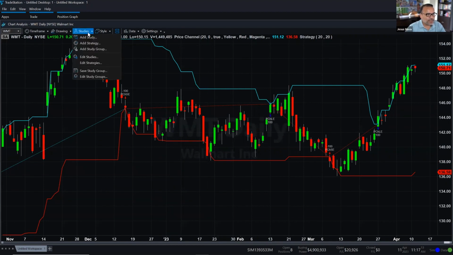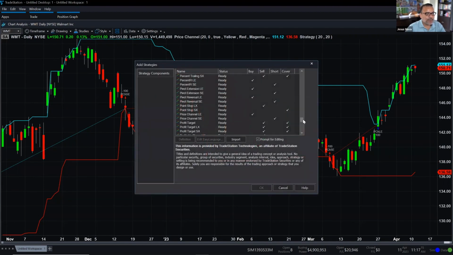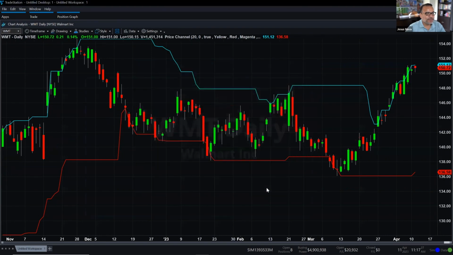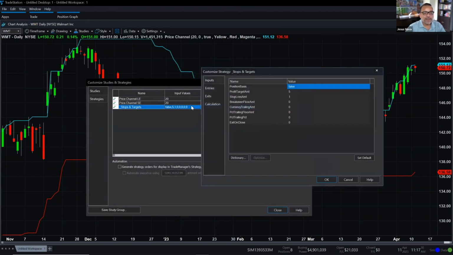Okay, let me go ahead and couple this with stops and targets. I'm going to go here to studies, add strategies, and I'm going to use this strategy that starts with an underscore. So it's underscore stops and targets, this one right here. Okay, and I'm going to say I'm trading Walmart in this case, so this is a per share basis. I'm going to do a profit target amount of $5, stop loss amount of $1, break even floor amount. Let's do a break even of $1.